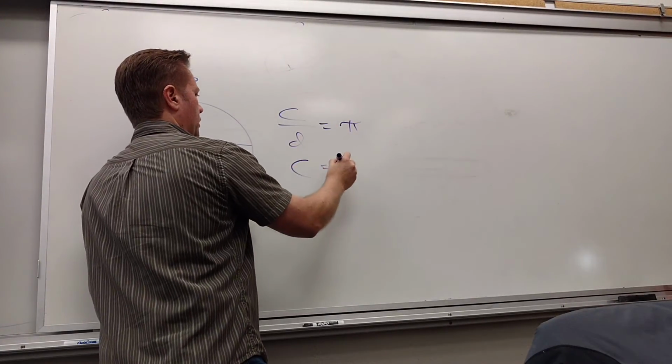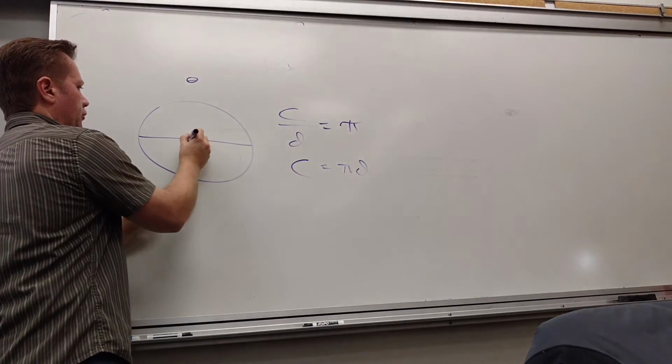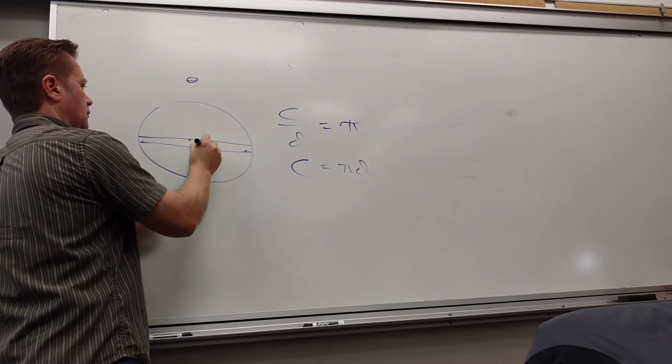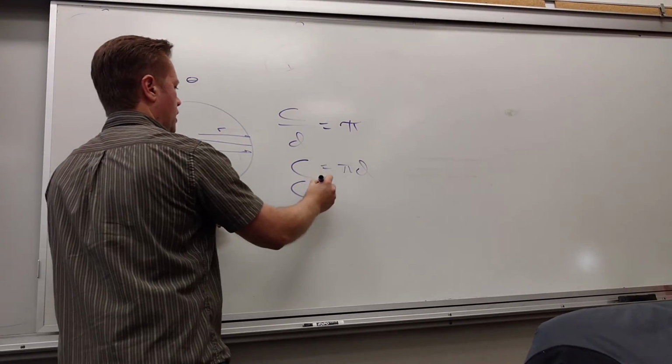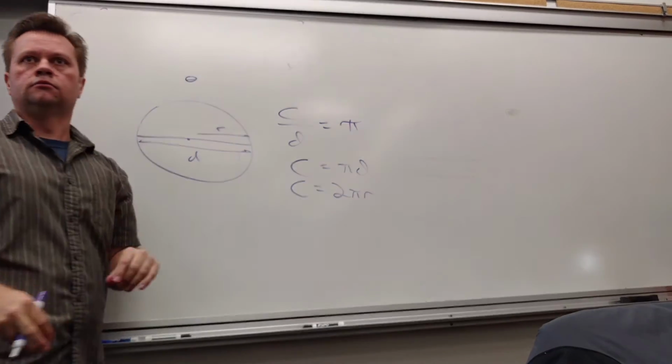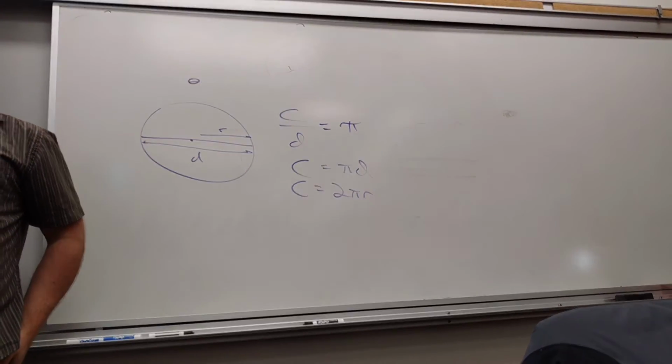So that's where the formula comes from. And what's the diameter related to the radius? Half. So that's why this is also known as 2 pi r. Let me stop there for a second.